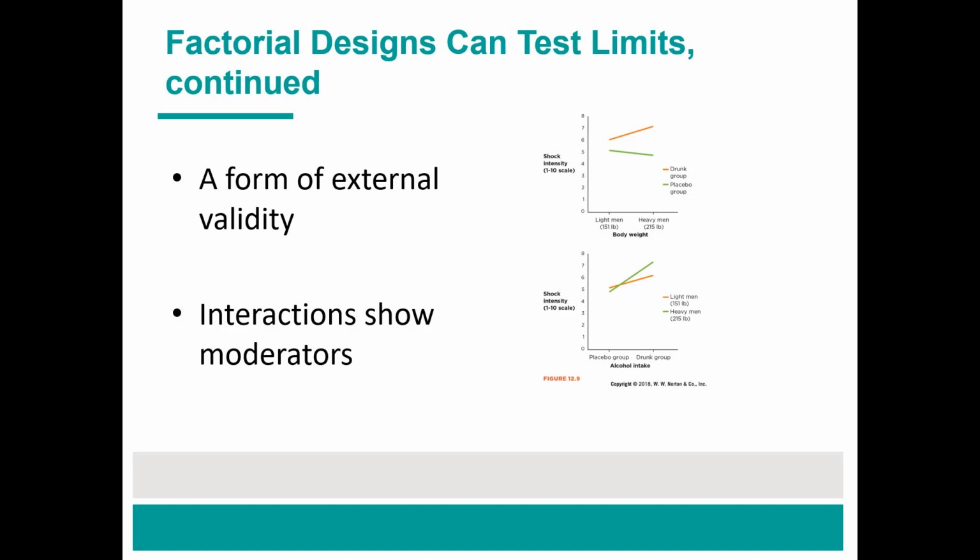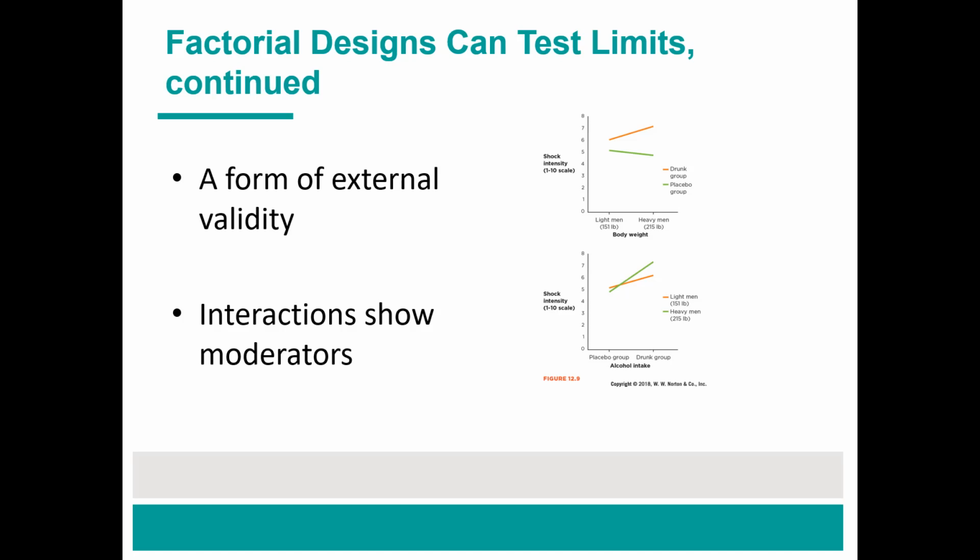As you can see by looking at the two graphs, which are the same except that the independent variables are switched around, the effect of alcohol was very strong for heavier men. Using a factorial design to test limits is called testing for moderators. A moderator is an independent variable that changes the relationship between another independent and dependent variable.